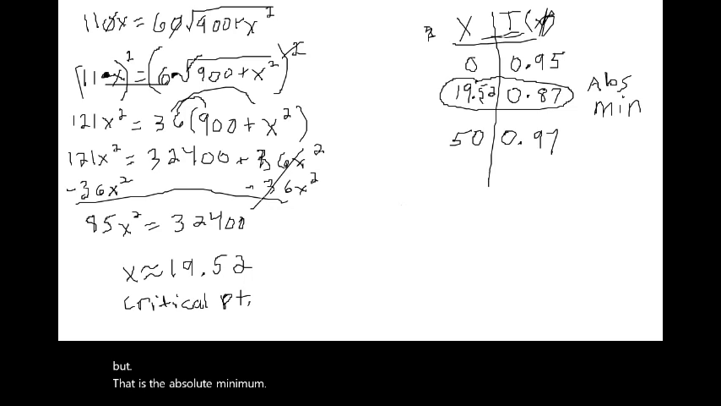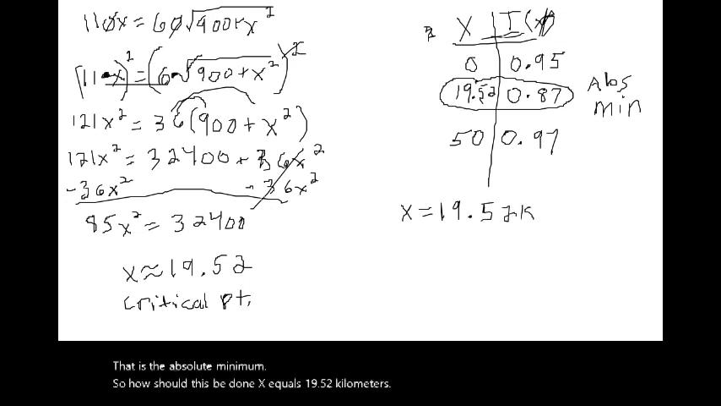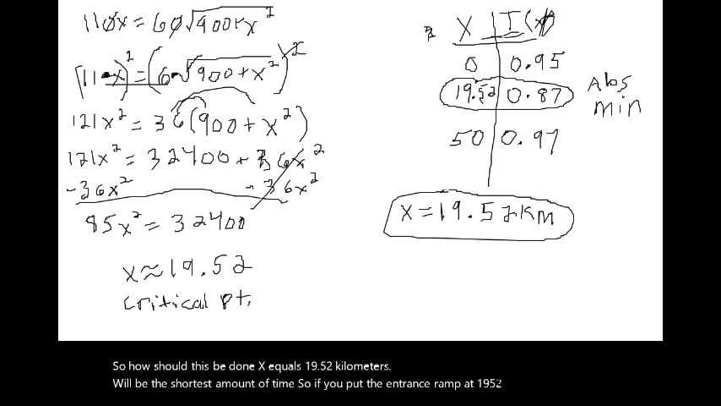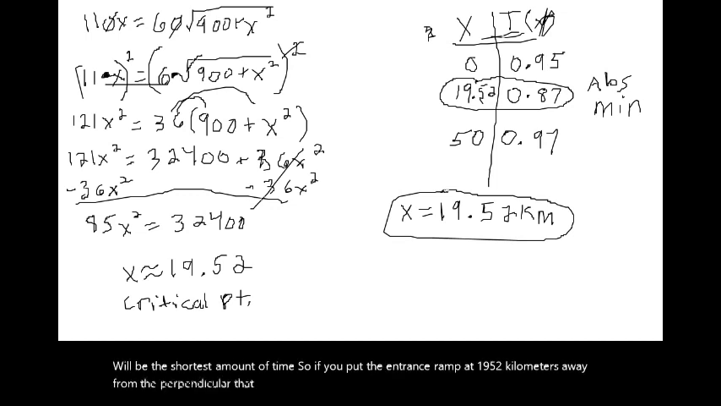So how should this be done? x equals 19.52 kilometers will be the shortest amount of time. So if you put the entrance ramp at 19.52 kilometers away from the perpendicular, that will minimize the total time equation and will allow drivers to reach the city in the shortest amount of time.